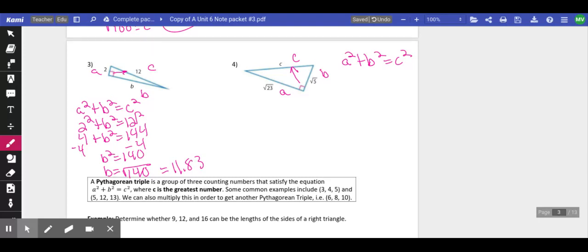2 squared is 4. 12 squared is 144. Subtract 4 from both sides. B squared equals 140. Take the square root of 140, and it's 11.83 when rounded to the nearest hundredth.